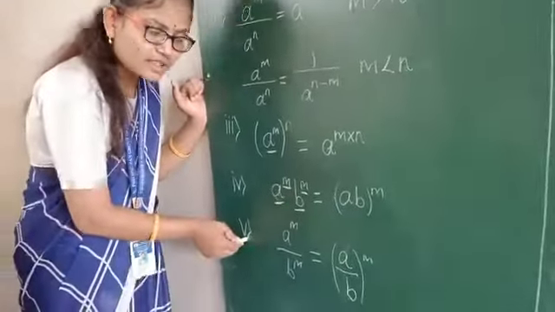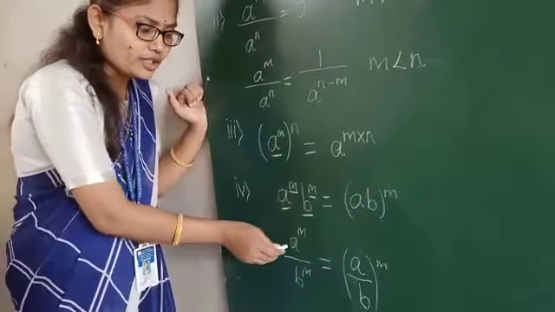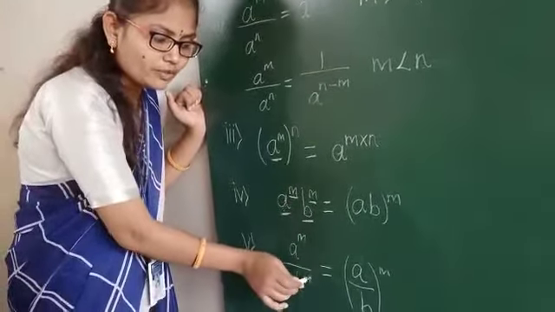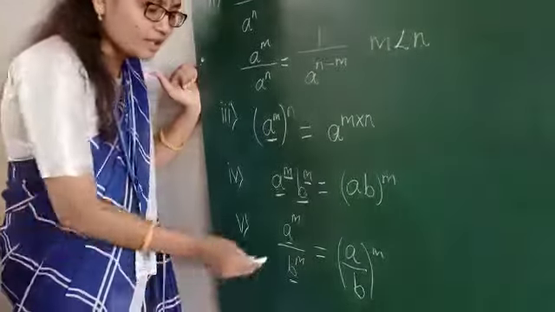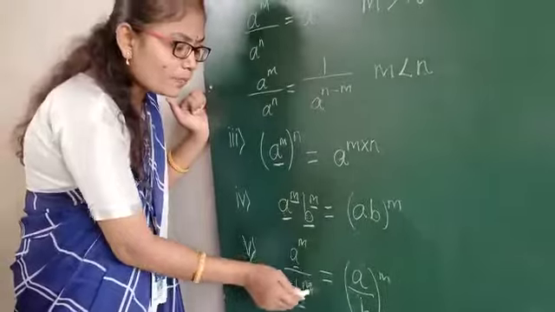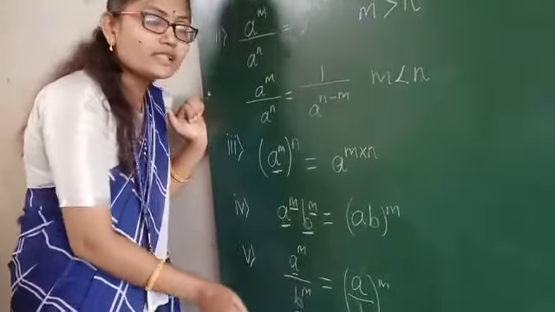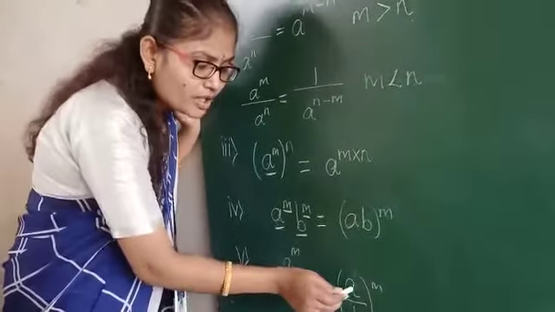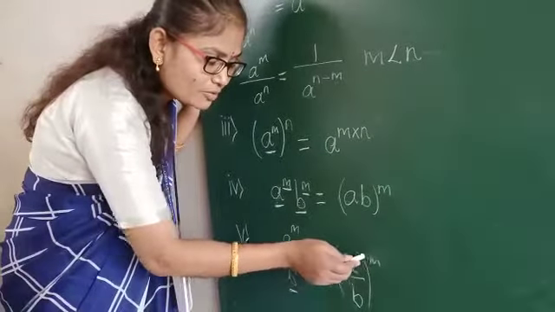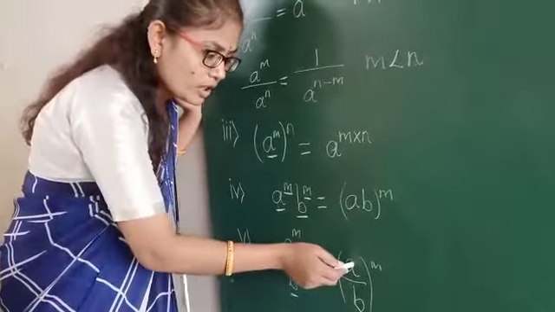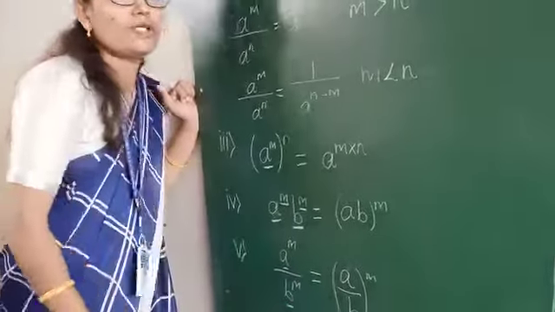In the same way, you can see the fifth law of exponent, a to the power of m divided by b to the power of m. Here also you can observe that bases are different. Bases are different, power is same. What do you have to do at that time? (a by b) whole to the power of m. See, now this m is going to apply for a also, b also.